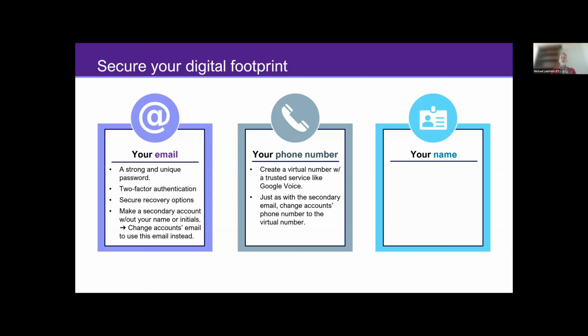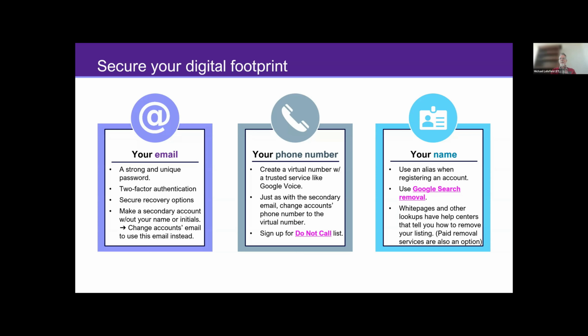On your phone number, you can create a virtual phone service like Google Voice. And so keeping track of phone numbers is important, but it can be challenging. There's a do not call list within each one of the 50 states that you can register to have your phone number removed from marketing emails or marketing campaigns. And your name. You can also use an alias. So when you're on Reddit or Discord or other types of social media services, you can anonymize yourself a little bit by not necessarily putting your name out there.